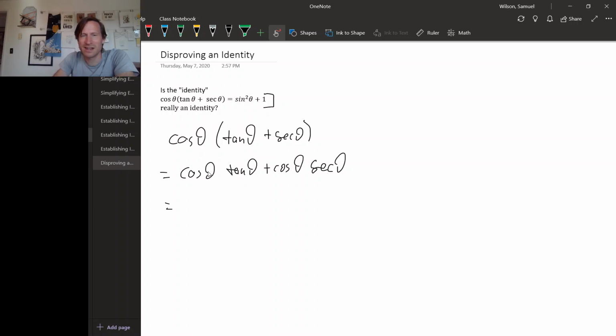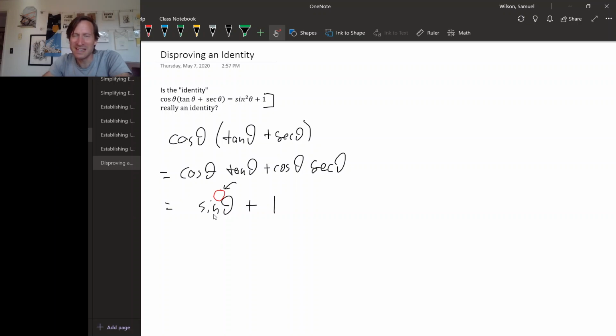So it turns out cosine theta times tangent theta is sine theta, and cosine theta times secant is 1. And what the identity is suggesting is that our left-hand side is equal to sine squared theta plus 1. So, what we've proved is that it's equal if there's no squared here, but it seems like probably there isn't a way to just sort of magically produce a squared here and still have it equal to what we started with.